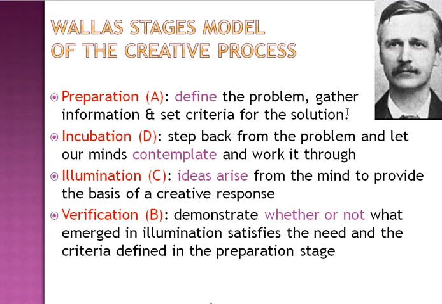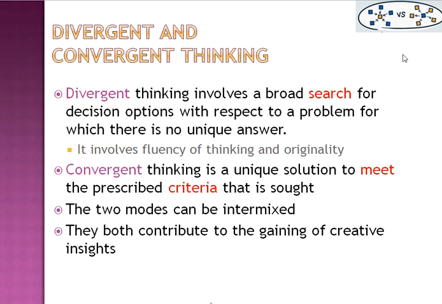So far we have introduced Roger Sperry, Herman, and then Wallace. After that, we need to introduce another important notion in thinking, which is the distinction between divergent and convergent thinking. We have two types of thinking here. Divergent, like this one in the picture, involves a broad search for decision options with respect to a problem for which there is no unique answer.